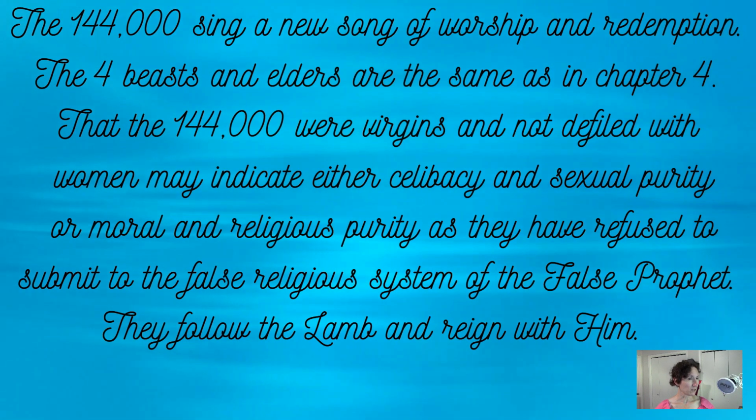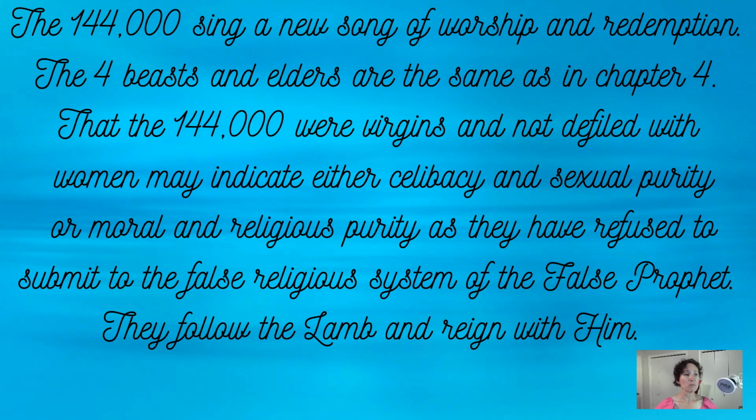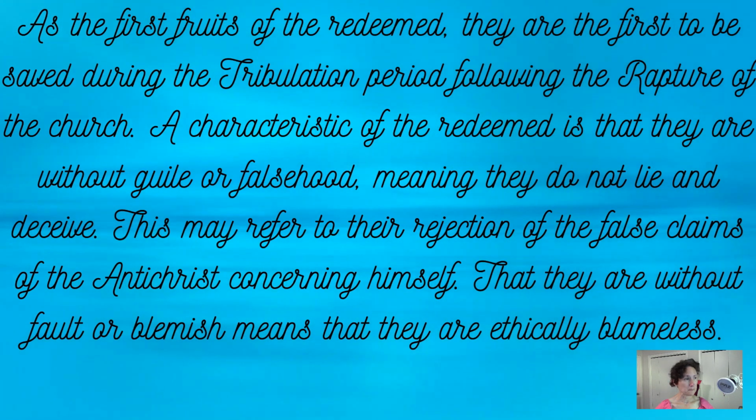The four beasts and elders are the same as in chapter 4. That the 144,000 were virgins and not defiled with women may indicate either celibacy and sexual purity, or moral and religious purity, as they have refused to submit to the false religious system of the false prophet. They follow the Lamb and reign with him.